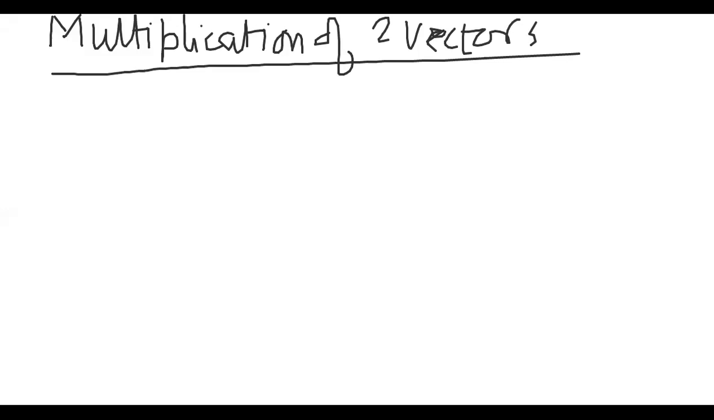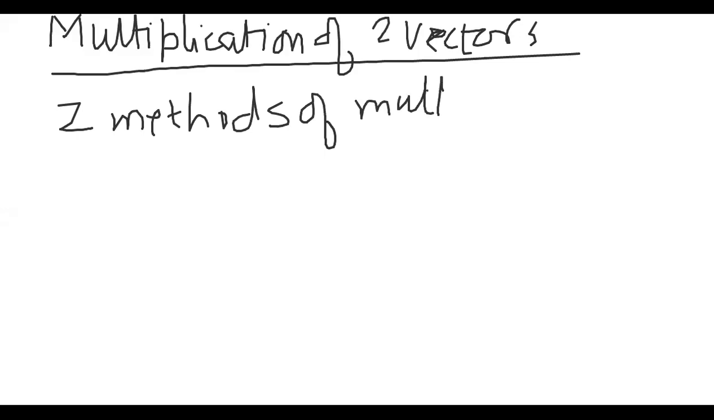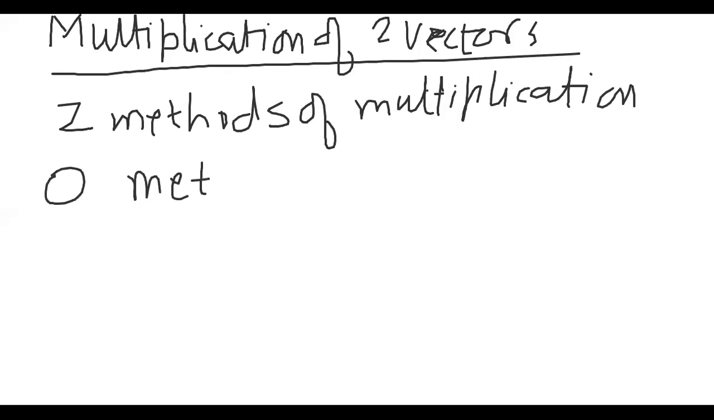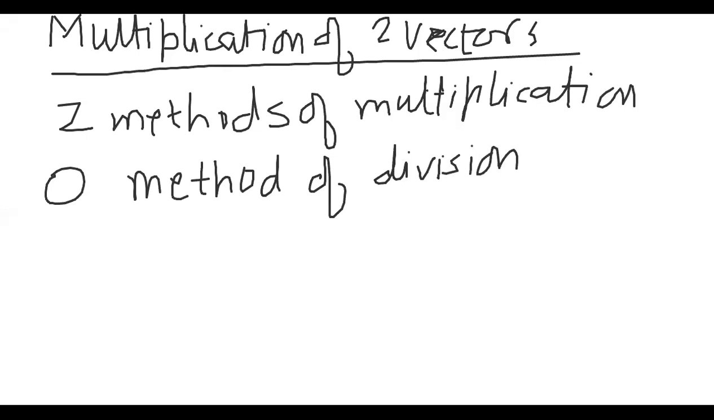So we want to multiply two vectors together. Okay? So it turns out that there are two methods of multiplication. And there is absolutely no method of division. हाँ, बहुत ही वियर्ड सी चीज है, बट जो है वो है. सो वेक्टर ए अपॉन वेक्टर बी इज नॉनसेंस.